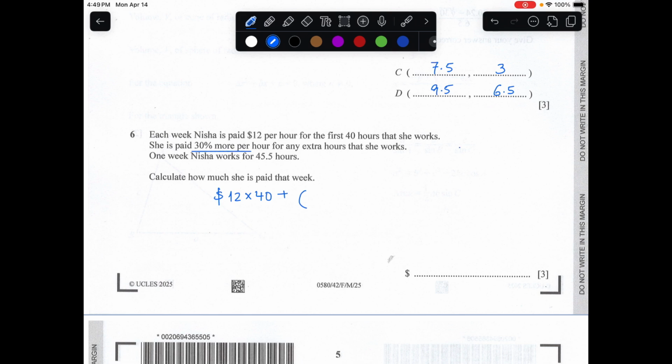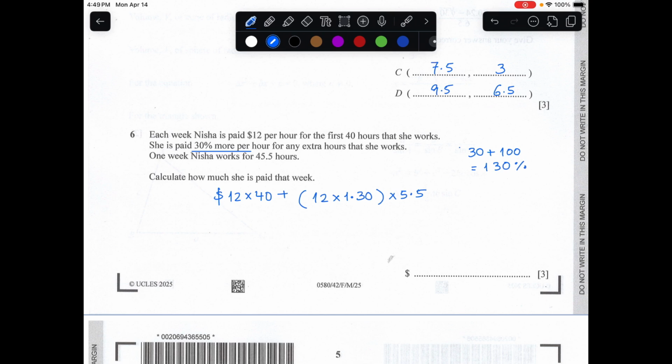So 30% of what? 30% of 12. So 12 times 30% more means whenever we increase the percentage, we add 30 plus 100. That gives me 130%, which in decimal is going to be 1.30. And how many hours does she work extra? It's going to be 5.5 hours, because she works the first 40 hours, and then the remaining would be 45.5 minus 40, because in that week she worked for 45.5 hours. So 5.5 hours she is going to work extra.